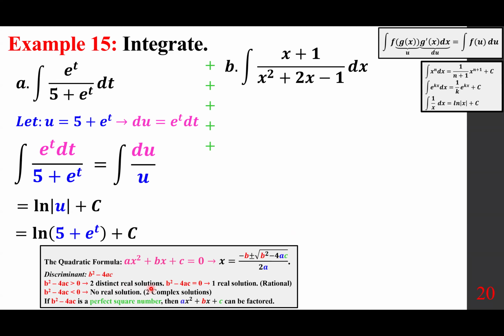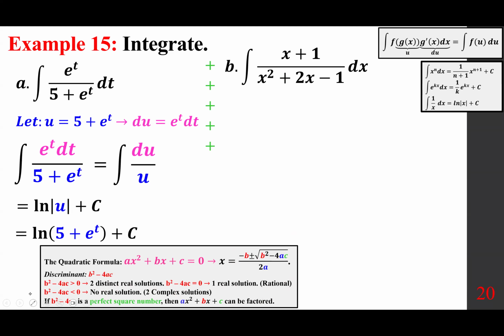If it's positive, you have two distinct real solutions. If it's 0, you have one real solution, and it's rational. And if it's less than 0, you have no real solutions. You have two complex solutions, a plus minus bi. Furthermore, if it's a perfect square number, this can be factored.